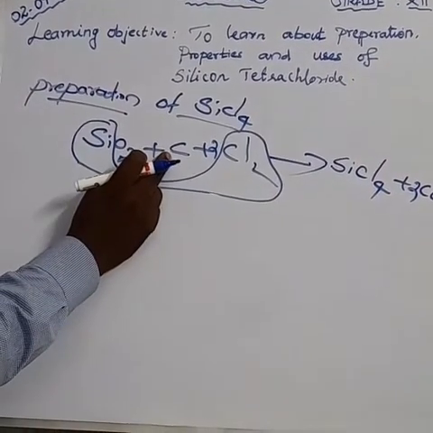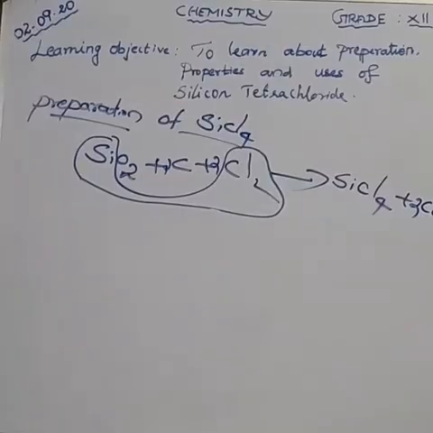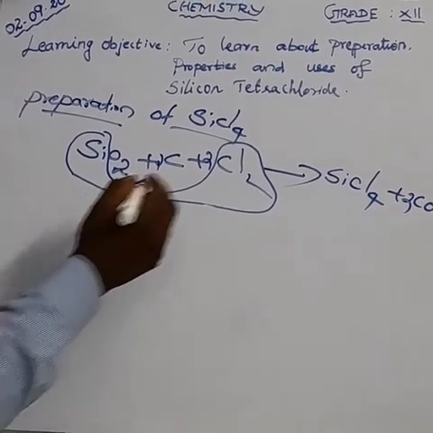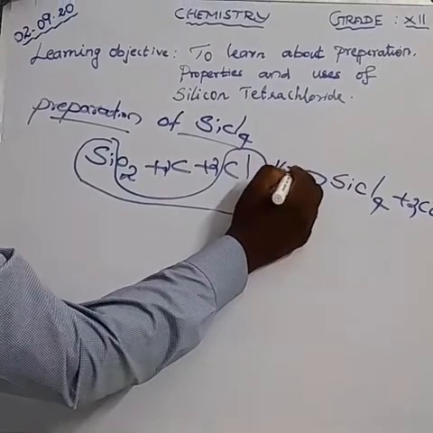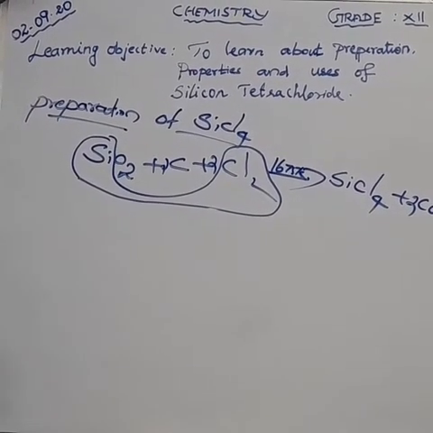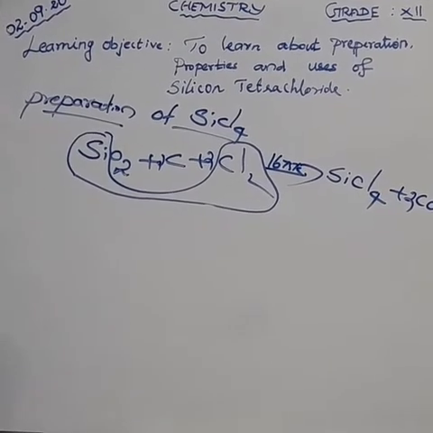Then carbon, how much carbon? 2 carbon. The equation is balanced. Don't forget to write the temperature. What is the temperature? 1675 Kelvin.